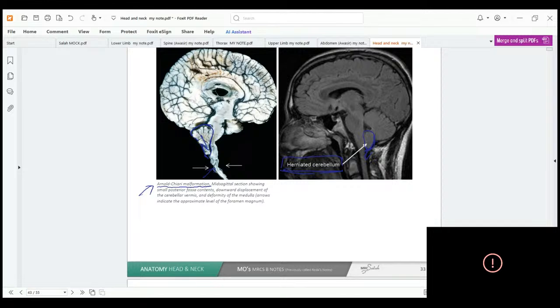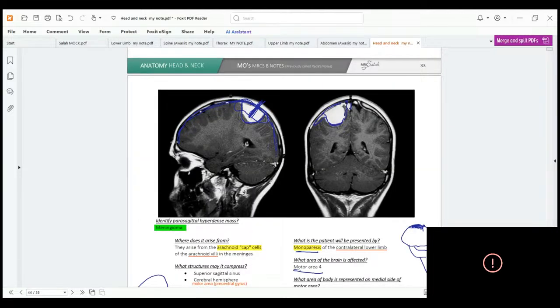Here also the cerebellum is displaced. I think the cerebellum came down totally. Here, the arrow indicates the approximate lateral extent of the foramen magnum.